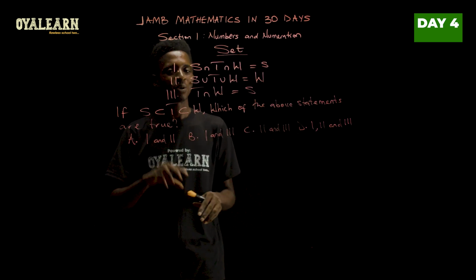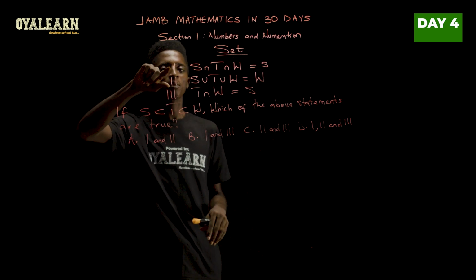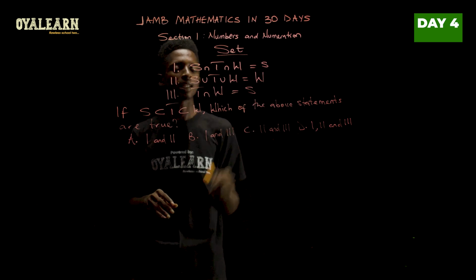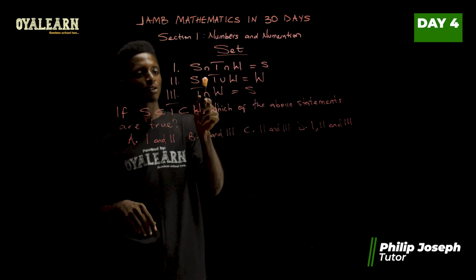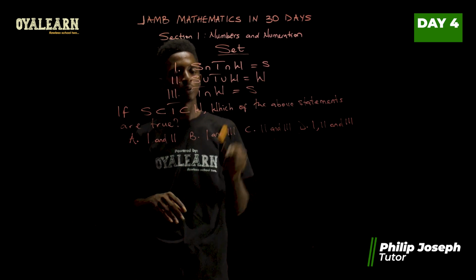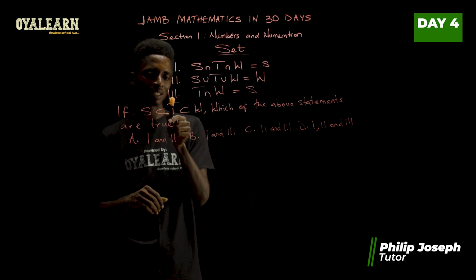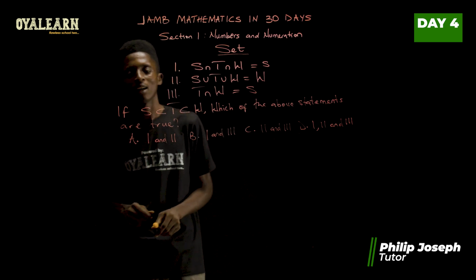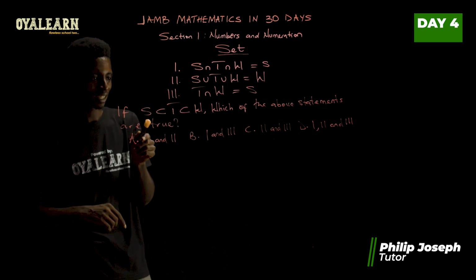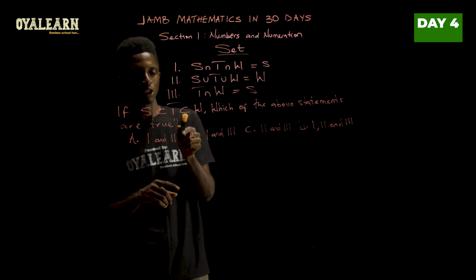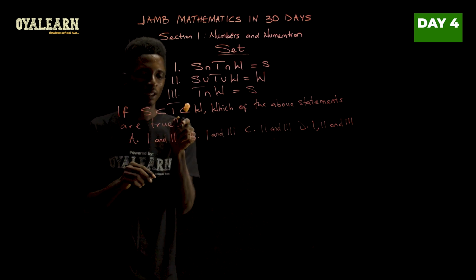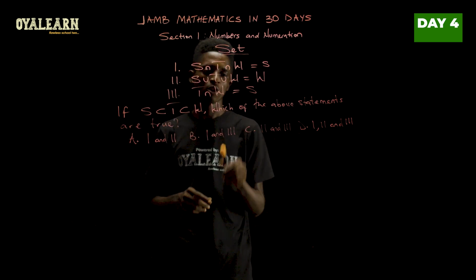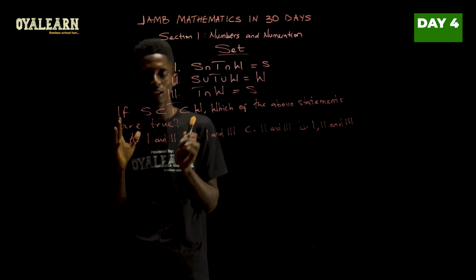In this question, we are given 3 statements. Statement 1 says S intersect T intersect W equals S. Statement 2, S union T union W equals W. And then statement 3 says T intersect W equals S. Now the condition is S is a subset of T, which is also a subset of W. Whenever you see this symbol, it tells you subset. So S is a subset of T, just as T is a subset of W. So which of these statements are true?